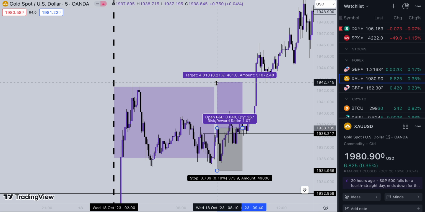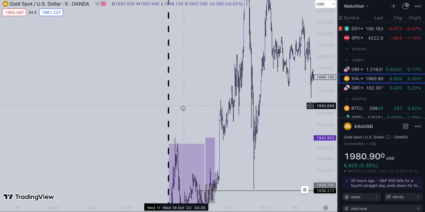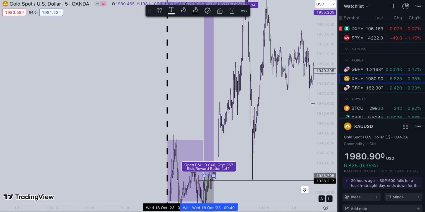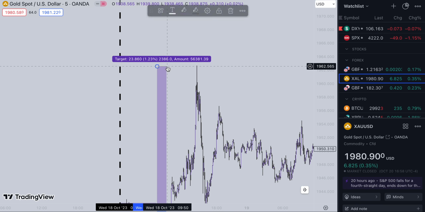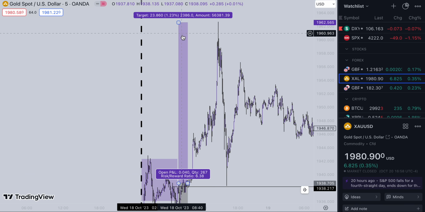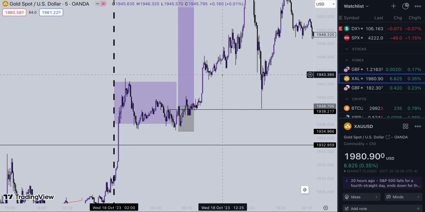If I do that even to the top of this consolidation, it's already a 1-to-1, but most likely we're going to push higher. And to the top of this move, pretty much before ever pulling back, you already hit almost a 7-to-1 just off that 5 minute break of structure.